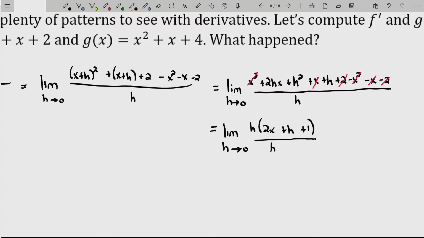Let me just double check my math. 2x plus h plus 1. Yep. And the h's here cancel beautifully. And you allow h to go to 0 because now you can do that through direct substitution. Direct substitution, you get 2x plus 1. Yay.